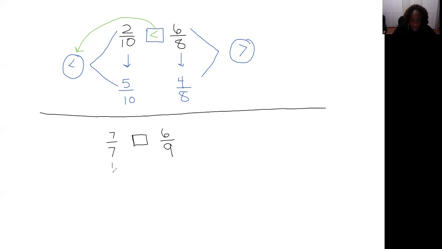So this is kind of cool, right? So I know that 7/7 is the same as 1. It's the same thing. So the sign that's going to go over here when I compare this one with this one is an equal sign because they are equal. 7/7 is equal to 1. So let's come over here and do the 6/9.